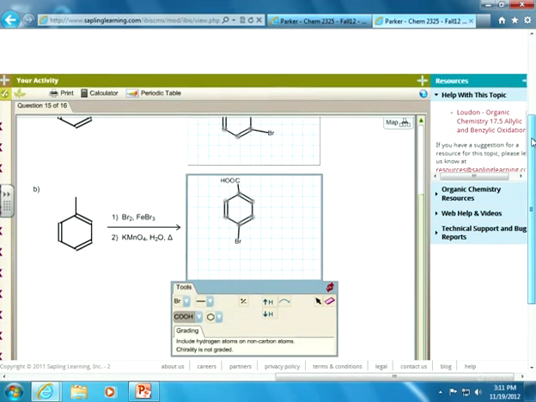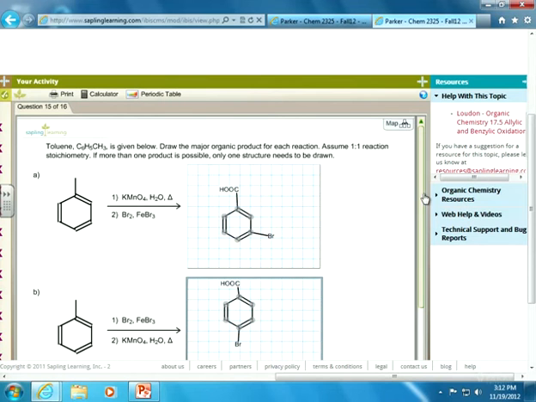So the difference here is the order we do them. So this one, they're meta, but this one, they're either ortho or para, depending on which one you drew. And it's just the order because here we reacted the methyl into a carboxylic acid first, which made it a meta director. And here we didn't turn that into a carboxylic acid until the end. Does that make sense on why?